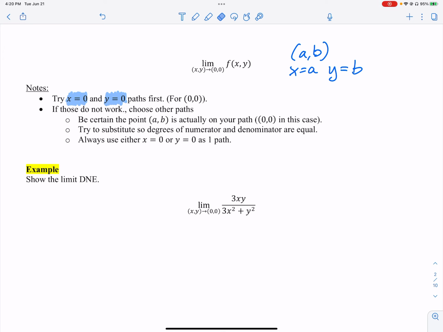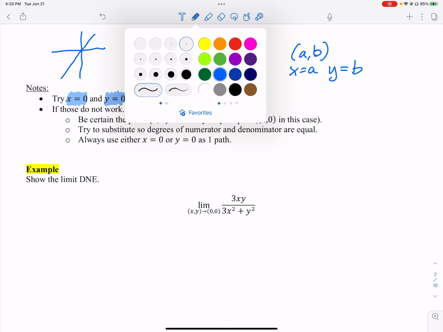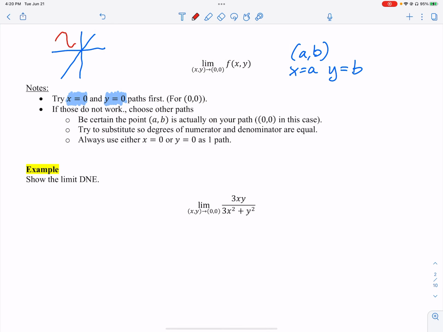Be certain, one, have to make sure that the point that you're trying to take the limit to is actually on the path that you're choosing. What does that mean? When we chose earlier, we had our axes, and I showed you guys some graph coming here and going to 0, 0, so the path actually has to go through there. If you pick some other path that doesn't go through the point that you're trying to take a limit at, it's not going to make sense. It just is nonsense from there.